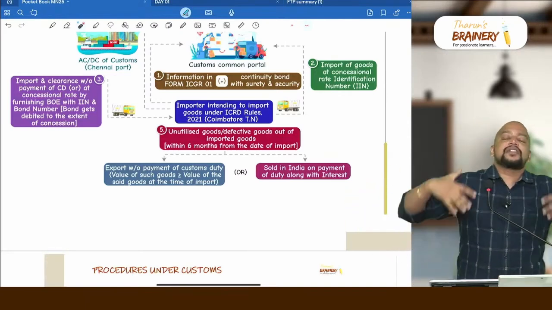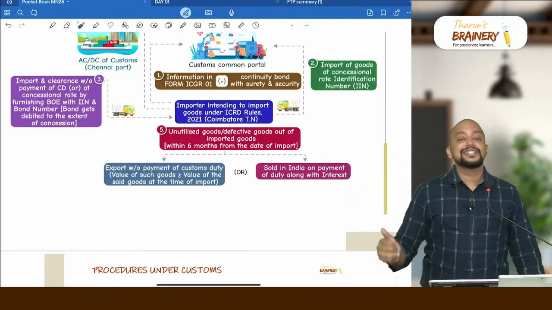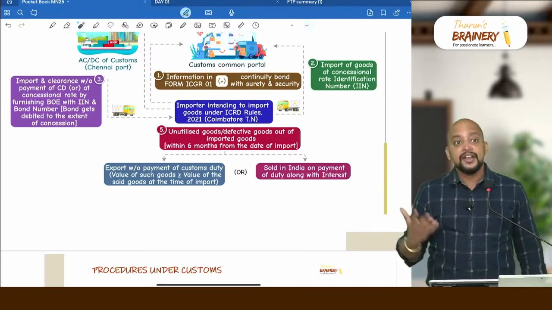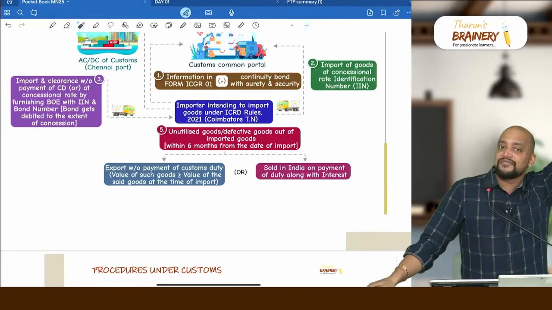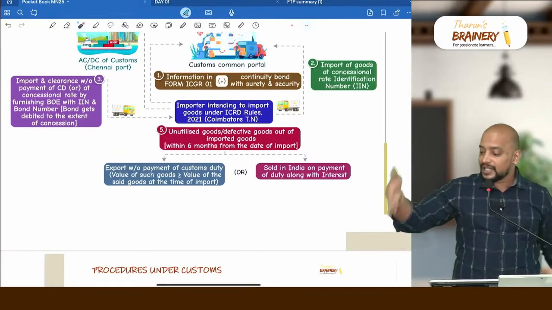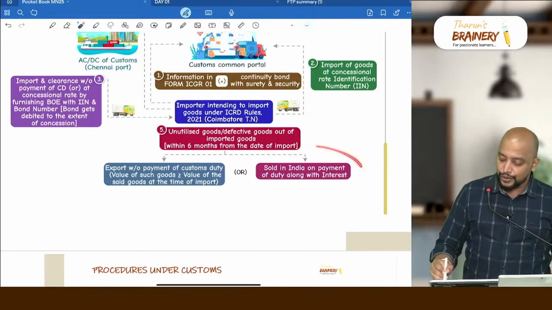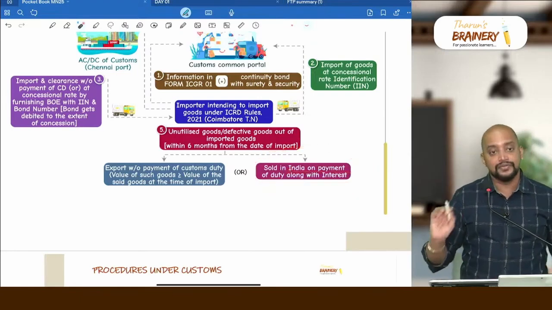Should we pay the interest? Of course, yes. We need to pay the interest. What is the rate of interest? 15% per annum we need to pay the interest. From which date to which date? From the date of import, because at that time we have not paid. So from the date of import till the actual date of payment of customs duty, we need to pay the interest. So sold in India on payment of duty along with interest.